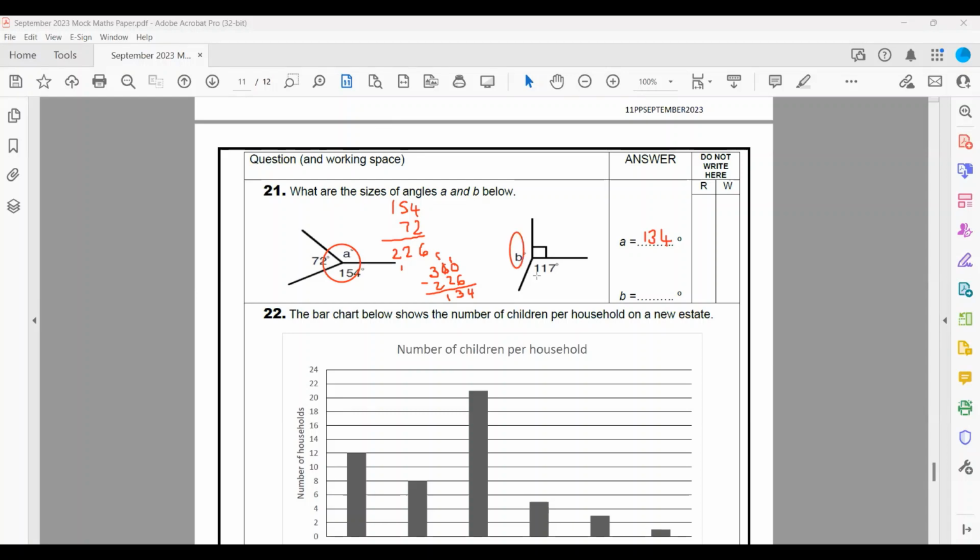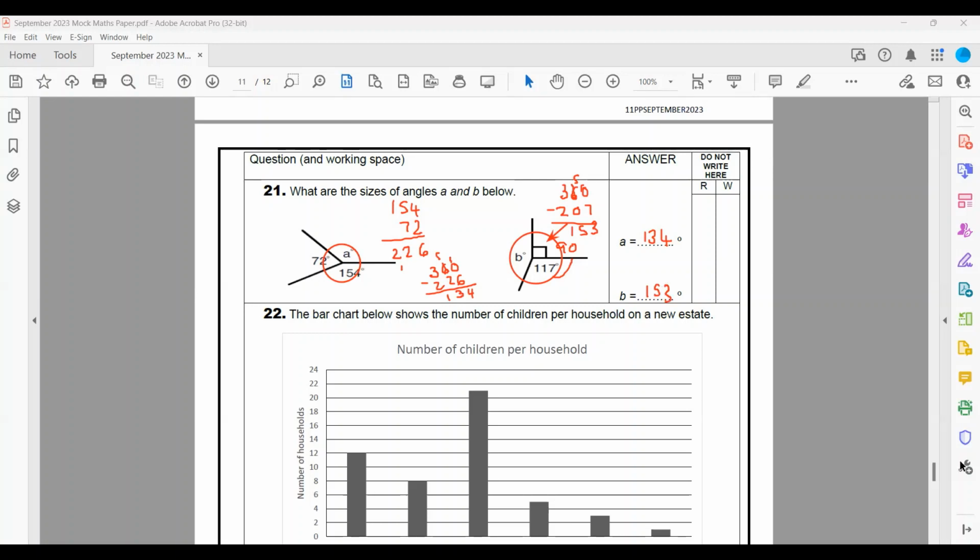Again, we have angles around a point here as well. This one we know is 90 degrees, and we have 117 here. So that gives us a total number of known degrees of 207. So if we do 360 degrees minus 207, because we added the 90 and the 117 together, that will give us 153 degrees.